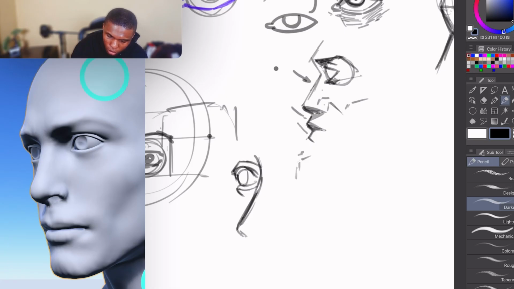And when you practice the eye a bit more, you're going to continually get this correctly.